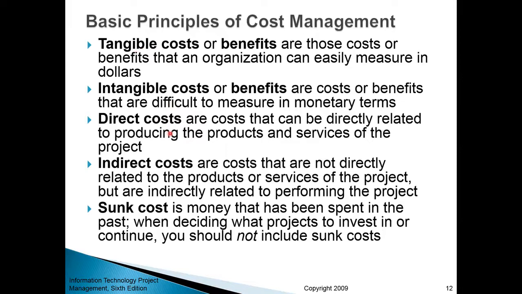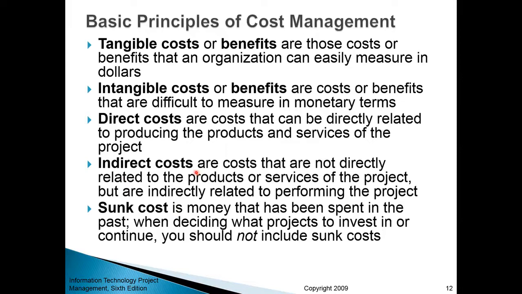Then you have the so-called direct cost. Those are the costs that can be directly related to producing products and services of the project. So buying software, buying hardware, hiring people are direct costs. Indirect costs are costs that you're paying, but they're not directly related to the products or services of the project. But nevertheless, they still need to be included.